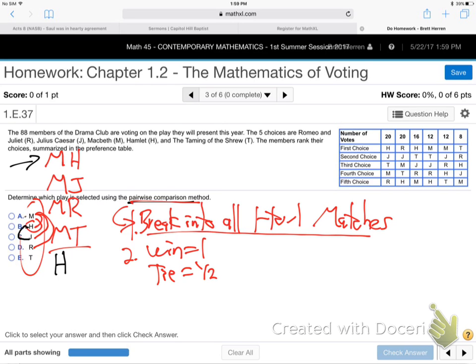Start with H: H with J, H with R, and H with T. Does that make sense? All 4 H games are up there: this H game and these 3 H games. All 4. H is done. That's all the battles H will enter. Next.